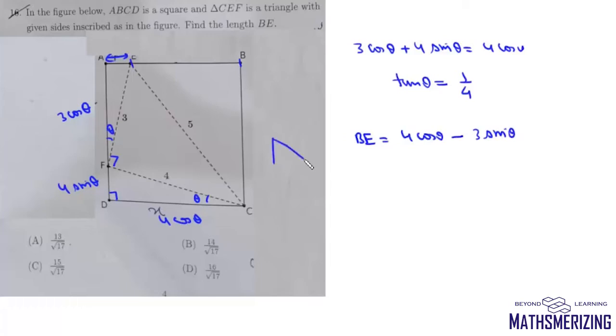Now we have this tan theta. This is 1 and 4. Now this is under root 17. Now 4 cos theta will be 16 by root 17 minus, and 3 sin theta will be 3 by under root 17. So it will be 13 by root 17, and that's your option A.